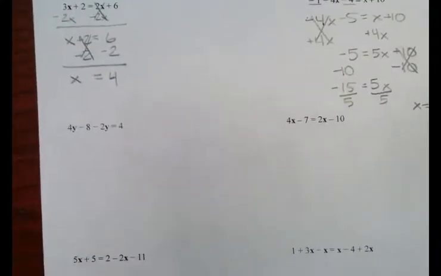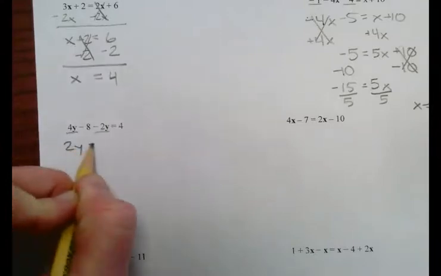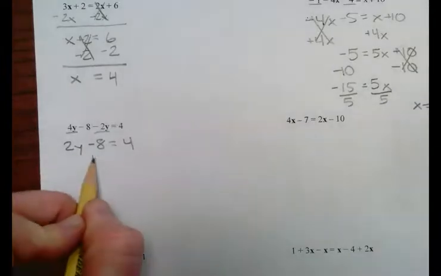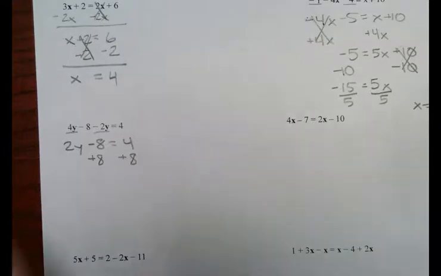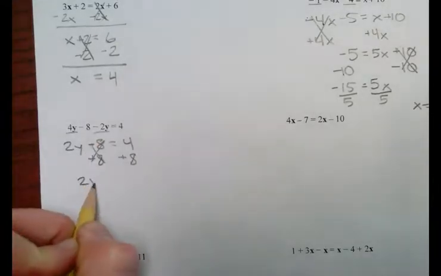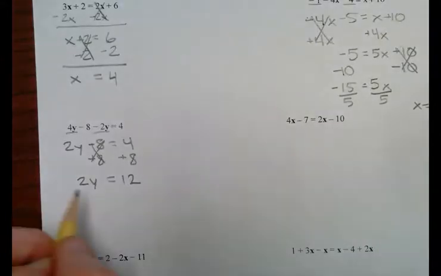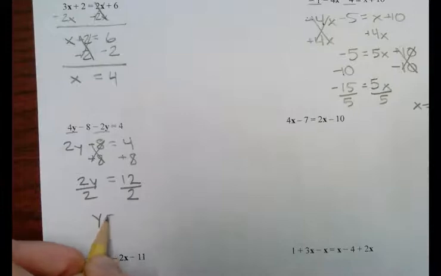Okay, here we go. Got 4y minus 2y. That's 2y. Trying to get y by itself. So I'm going to create a zero pair with this 8. So now I have 2y equals 12. Divide this up into 2 equal groups. And y is 6.